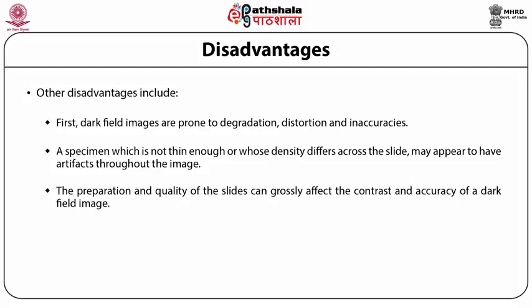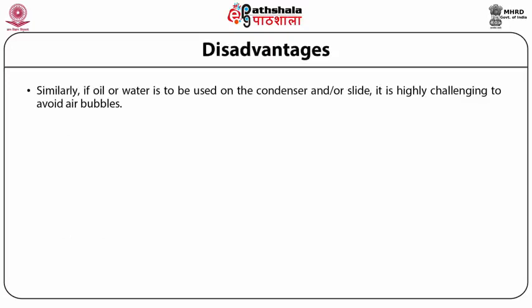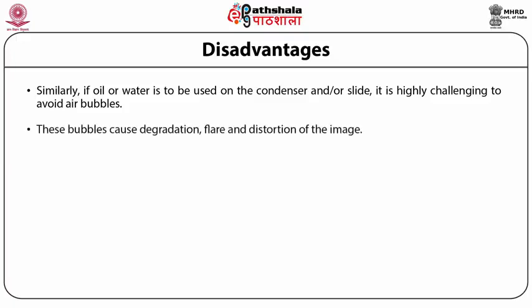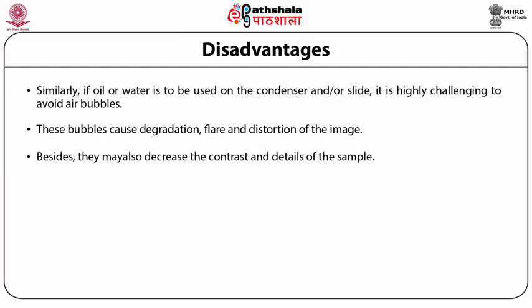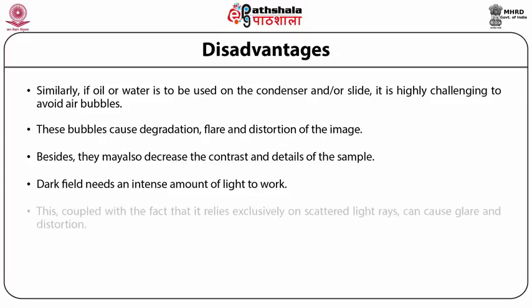The preparation and quality of the slides can grossly affect the contrast and accuracy of a dark field image. Fourth, contamination is a major concern. Similarly, if oil or water is to be used on the condenser or slide, it is highly challenging to avoid air bubbles. These bubbles cause degradation, flare, and distortion of the image. Besides, they may also decrease the contrast and details of the sample. Dark field needs an intense amount of light to work. This, coupled with the fact that it relies exclusively on scattered light rays, can cause glare and distortion.